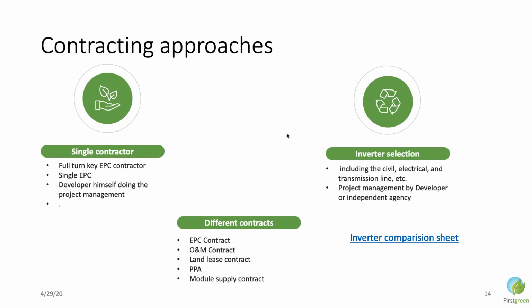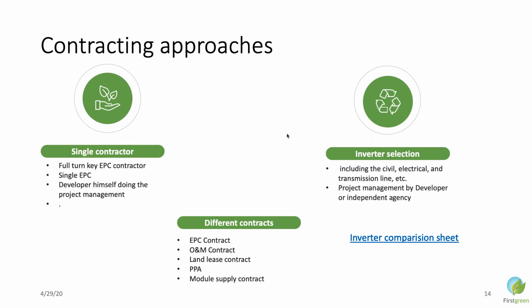Gone are those days. Nowadays not many people hire a single EPC contractor, so there are approaches to go with a single EPC contractor or multiple EPC contractors. The advantage of having a single EPC contractor is that a single party is responsible to do everything, and he is responsible for guarantees and warranties of plant performance. But if multiple contractors are doing the work, then the electrical contractor will say that the problem is caused by the civil contractor, and the civil contractor will say no, the problem is caused by the mechanical contractor.